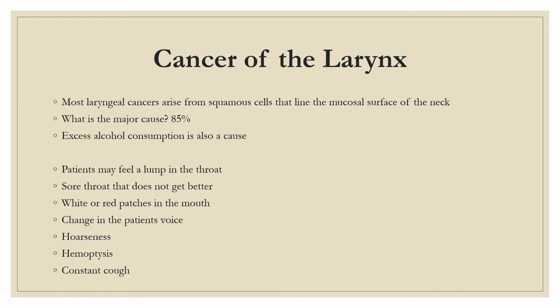Patients may feel a lump in their throat. So these are some symptoms they may feel. They may have a sore throat that just doesn't go away. They try treatments and it just doesn't get better. Remember earlier we talked about the red or white patches in the mouth. That's a big one for throat cancer, mouth cancer. Even changes in the patient's voice, they develop a hoarseness. Hemoptysis, they start coughing up blood, or they have that constant dry cough.